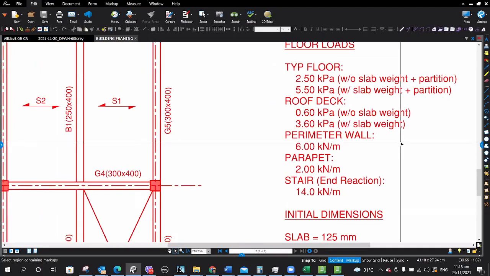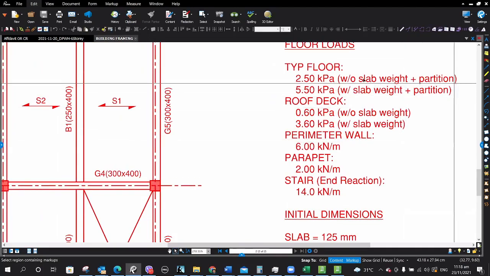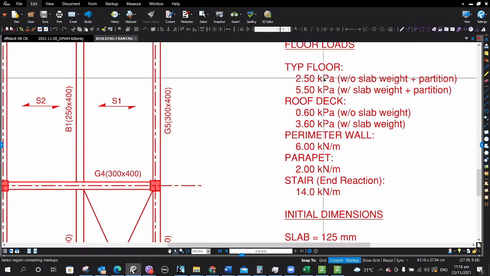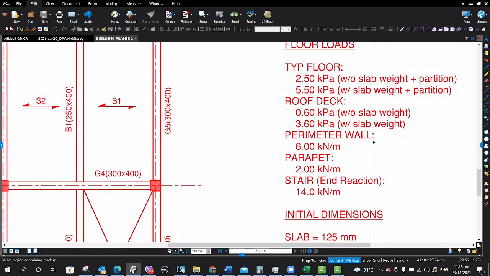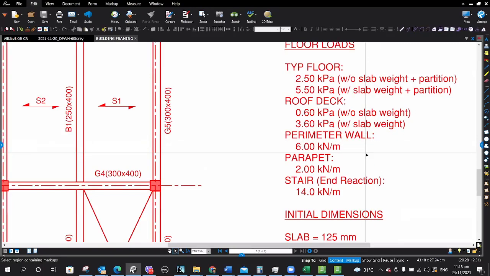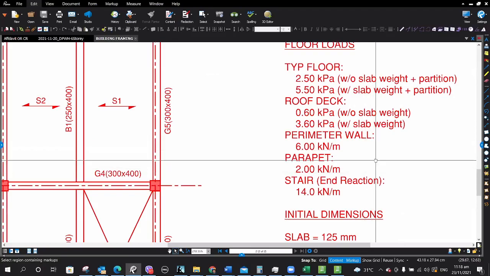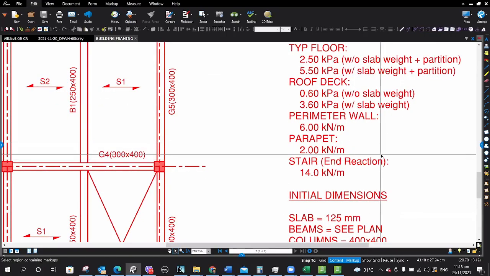For the perimeter wall, again, in the typical floor the area load is only the partition, we did not include the perimeter wall. That's why we have to load it separately as a linear load along the perimeter. So you have 6 kilonewton per meter. And then on the roof deck, usually we have a parapet.